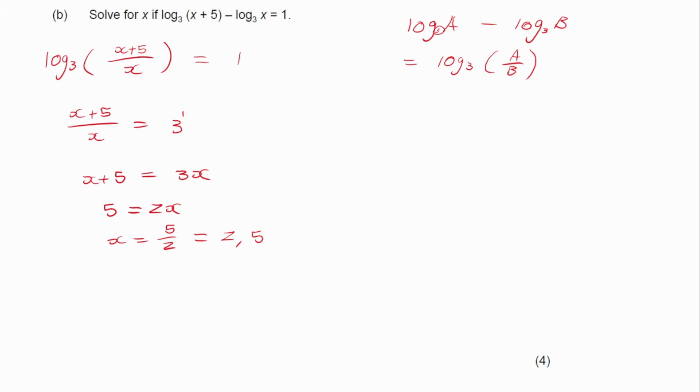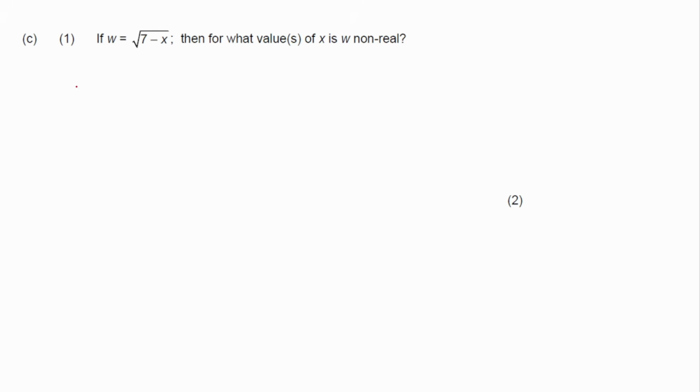Good. Then for our next question, we have if w is equal to the square root of 7 minus x, then for what values of x is w non-real? So this is important here, this non-real part. When something is non-real, that means we're taking the square root of a negative number.